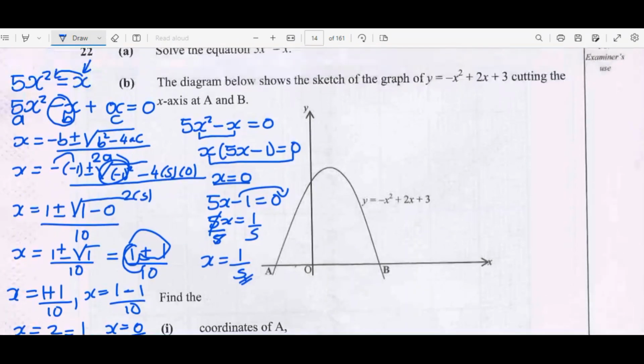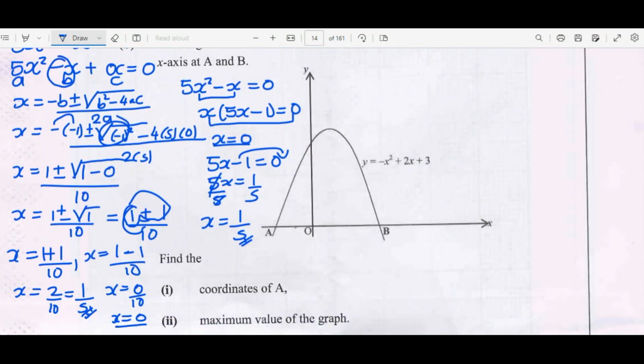Now let's look at question B. The diagram below shows the sketch of the graph of y is equal to negative x squared plus 2x plus 3, cutting the x-axis at A and B. Then question A, find the Roman number 1 coordinates of A.